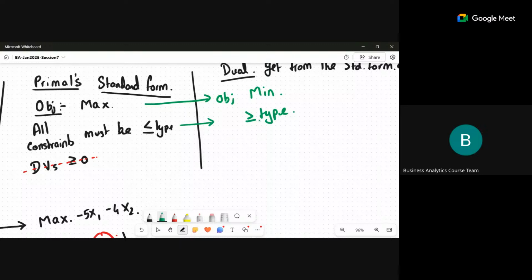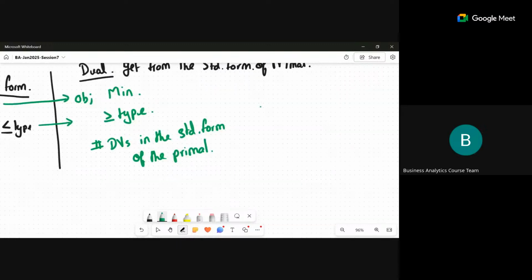And what will happen is the number of decision variables in the standard form of the primal will be equal to, any guesses what it will be equal to? Number of constraints. It will be equal to the number of constraints in the standard form of the dual.